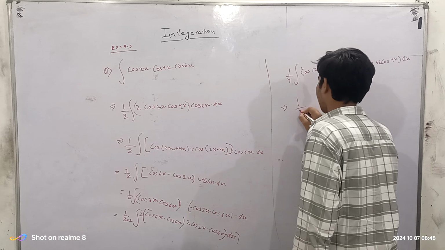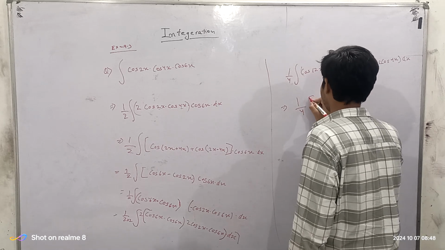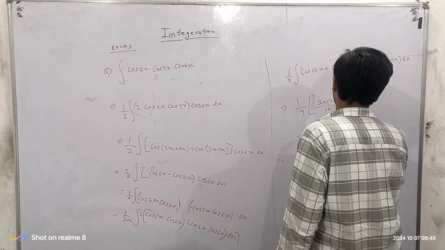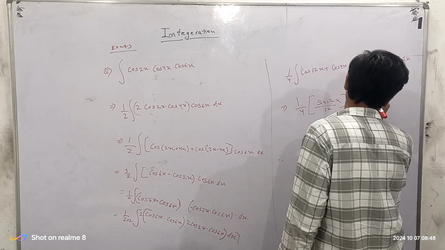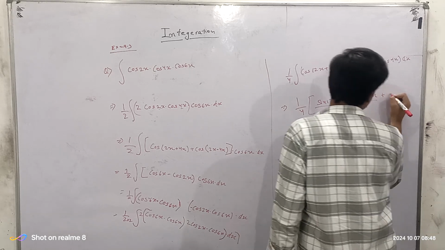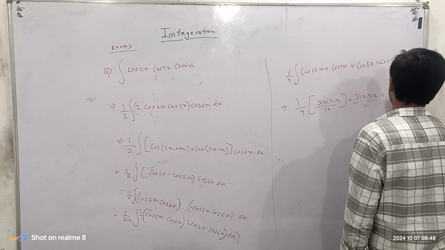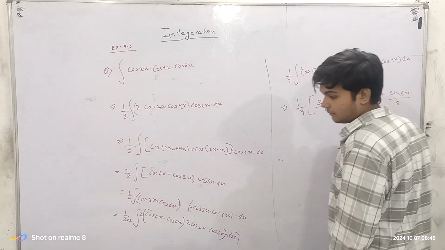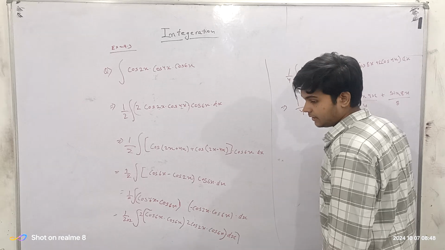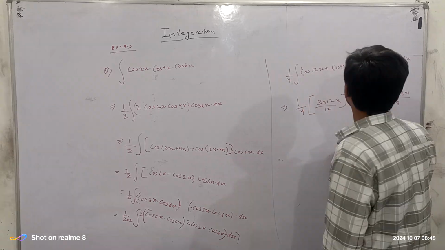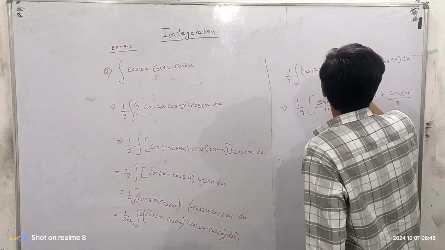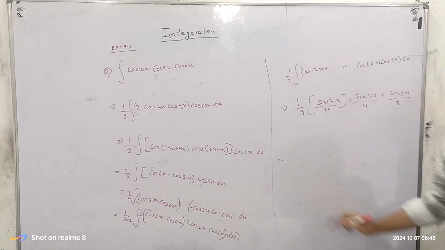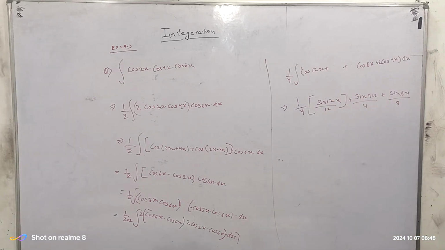We know that integration of cos 12x will be sin 12x by 12, plus cos 4x will be sin 4x by 4, plus cos 8x will be sin 8x by 8. Like this only it is visible. I hope it is visible by you all.